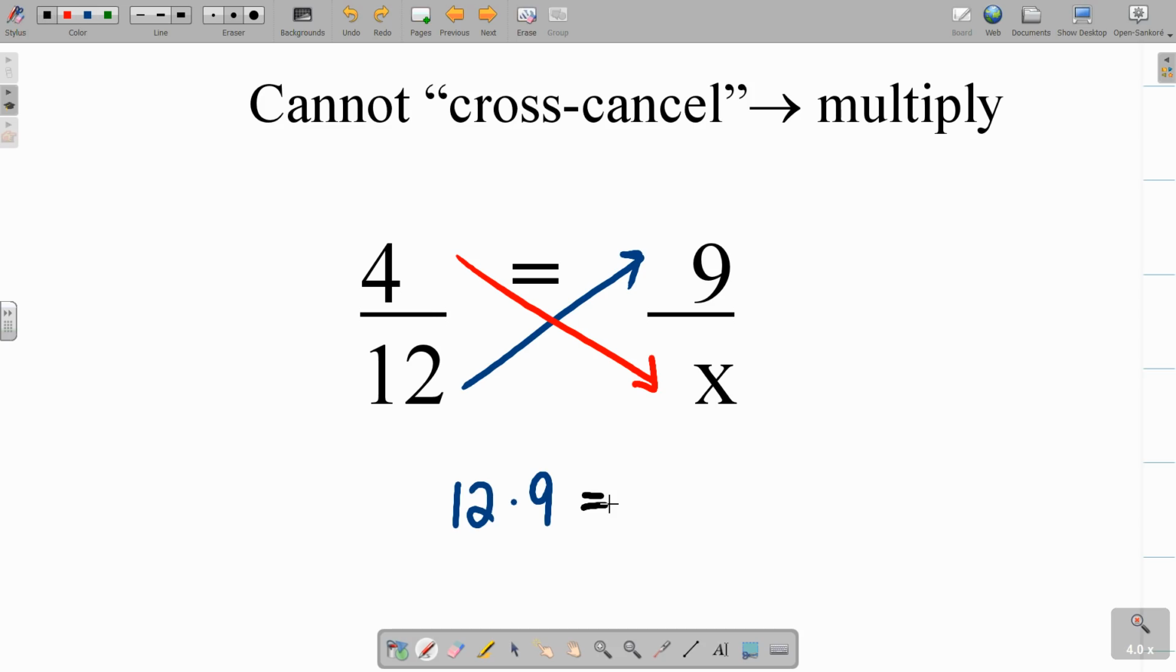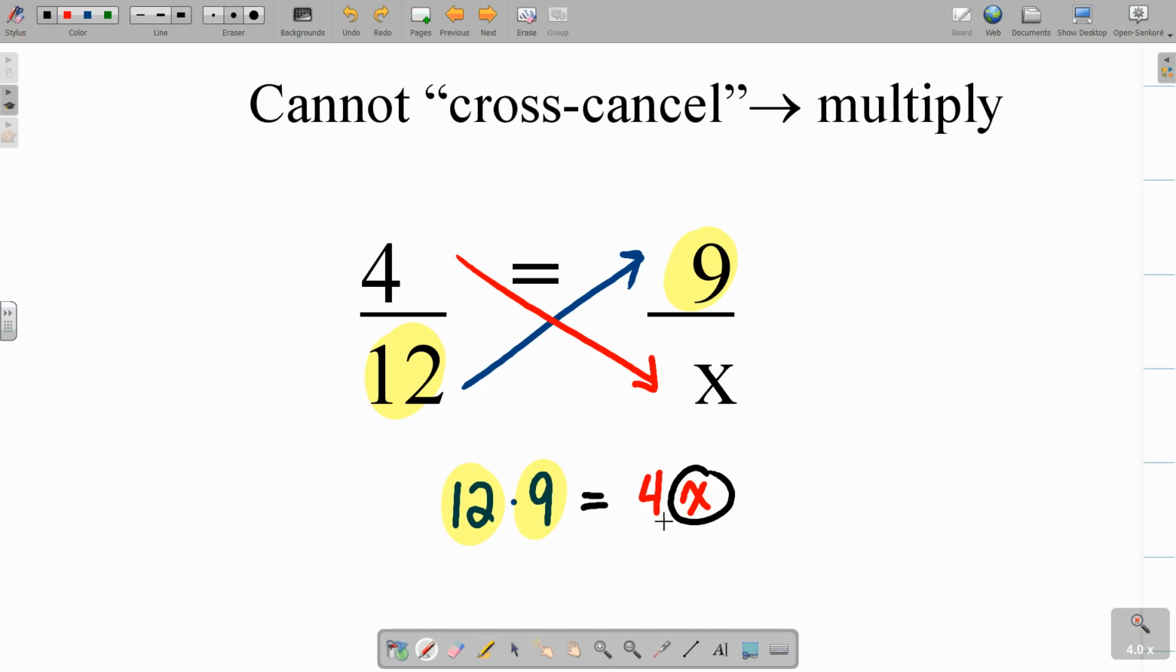The key to multiplying is not multiplying. It's factoring. So notice, I didn't actually multiply 12 times 9 here. Why? Because it's going to be easier if I just factor.